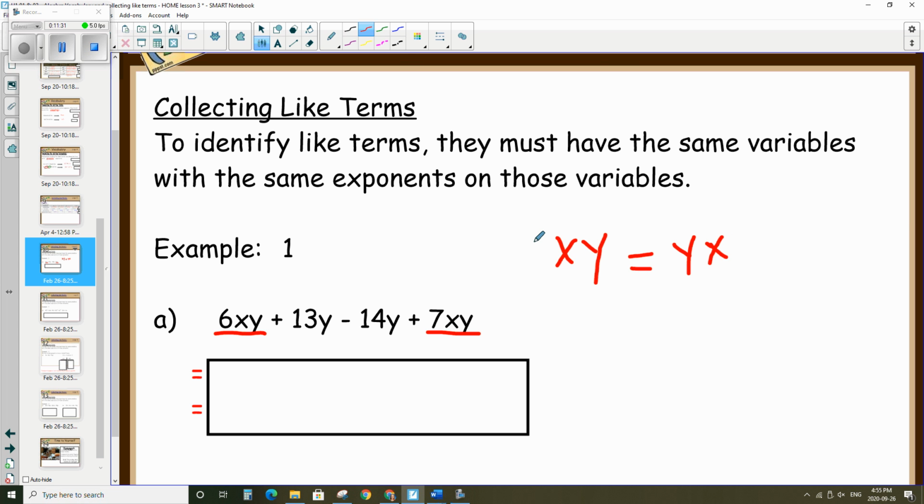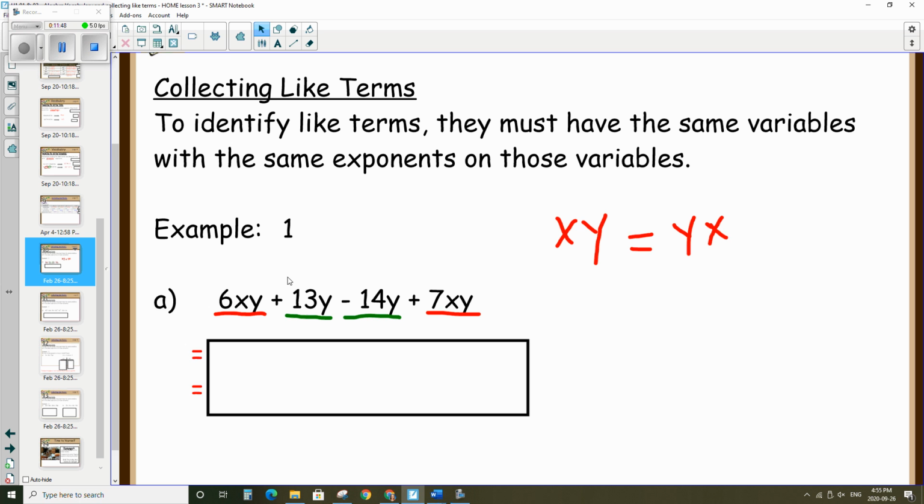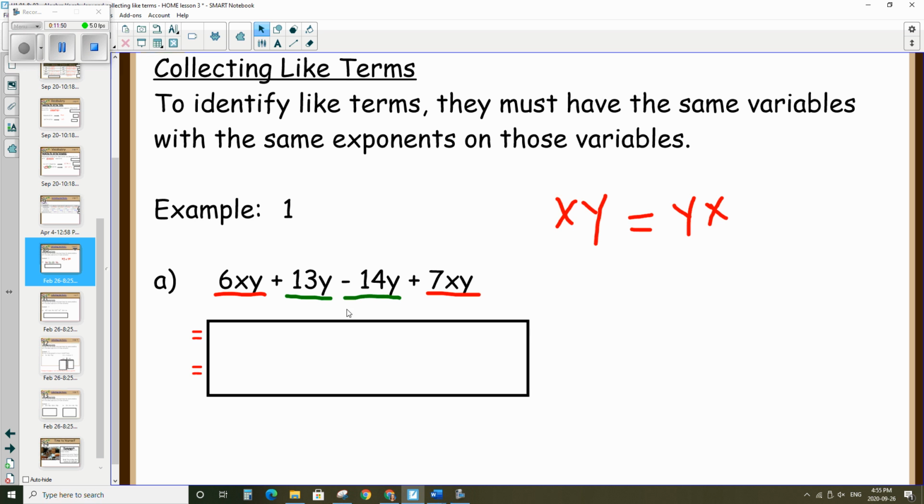They're exactly the same. This one's written correctly because it's alphabetical order. This one should be rearranged first. So those are the same. And then we also have 2 terms, 13y and negative 14y, that can also be grouped together. So we're going to rearrange them so that these 2 red ones are next to each other and the green ones are next to each other. That's how you show your work.